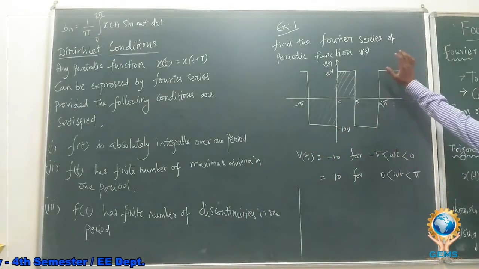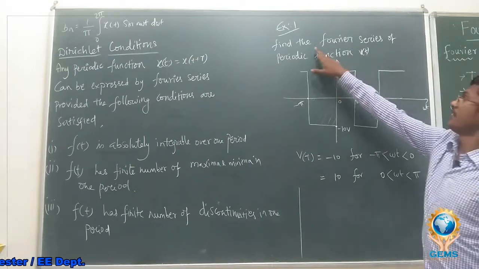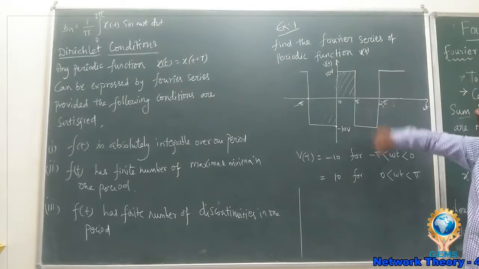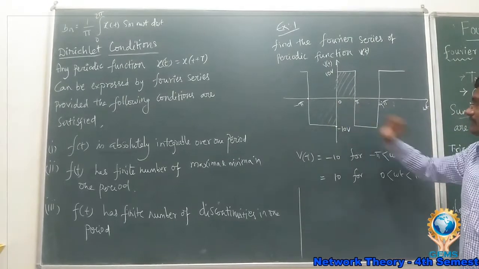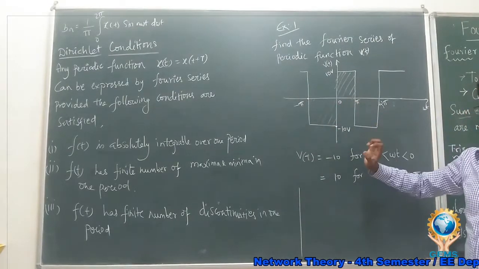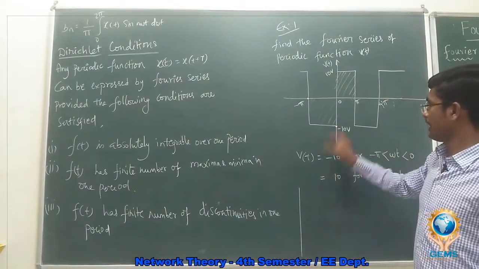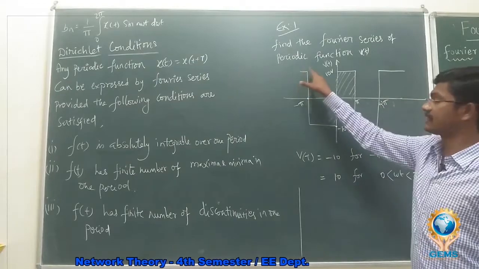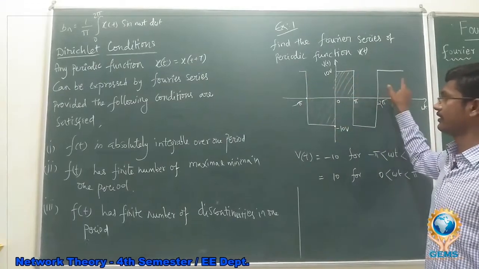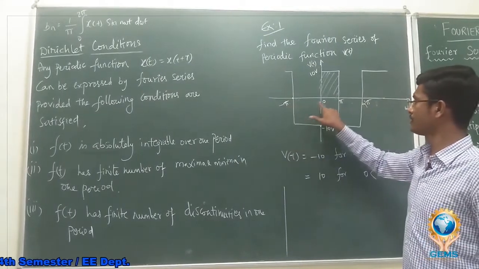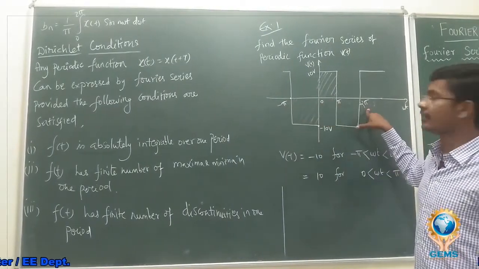Now if you see this problem, find the Fourier series of the periodic function v of t. This is the waveform given. For this waveform we have to find the Fourier series. Observe the waveform, it is like a square wave. In this the limits are given: minus pi, 0, pi, 2 pi.